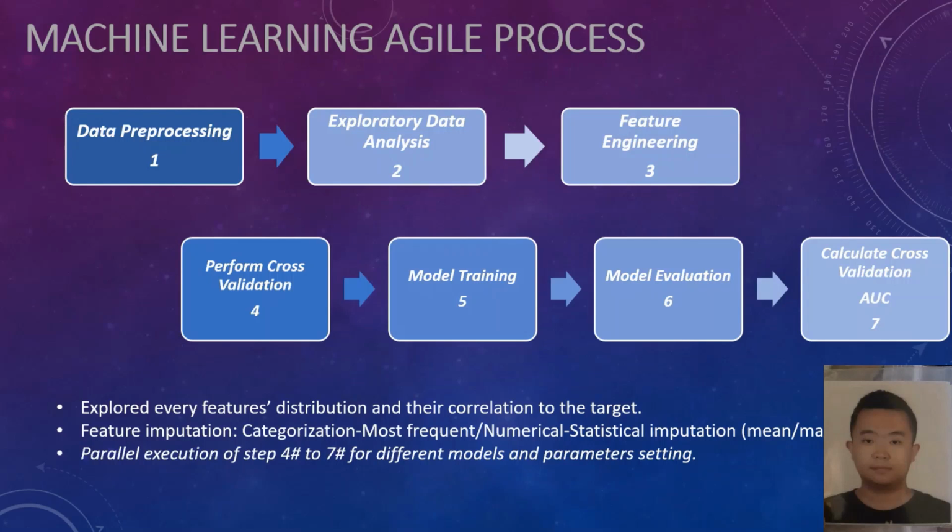We're ready to train our model. We can use them to estimate the generalization or performance accuracy on future data. Finally, we calculate the cross-validation score and obtain AUC after a certain number of iterations. Performing cross-validation and calculating AUC should be executed simultaneously for different models and parameter settings in order to obtain more accurate outcomes. That's how we work on our project.